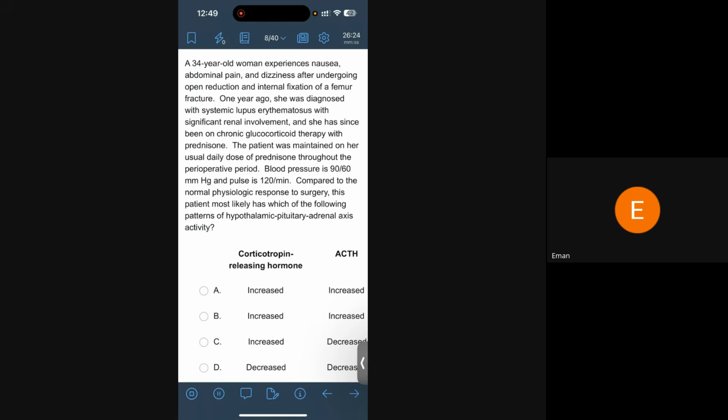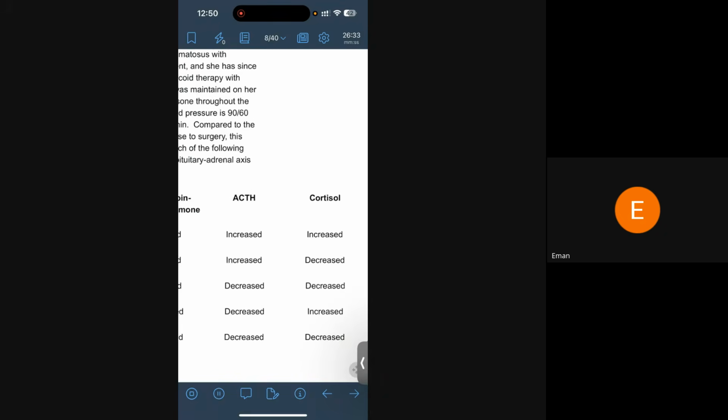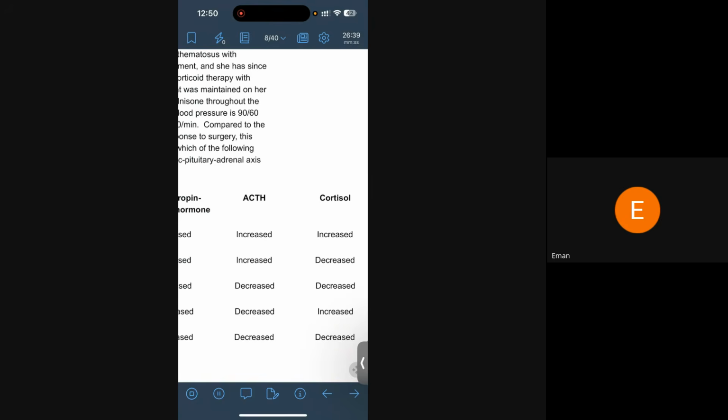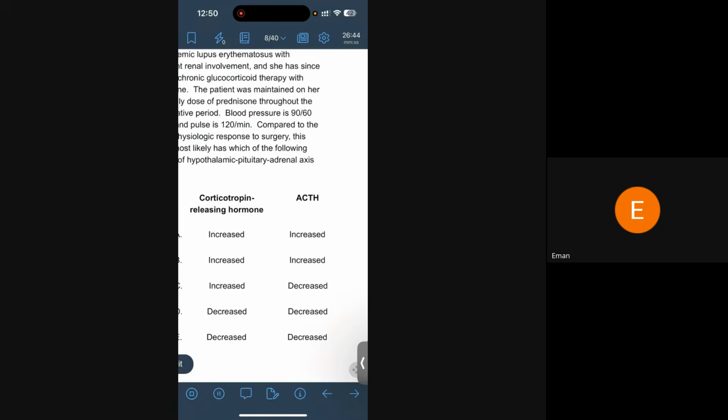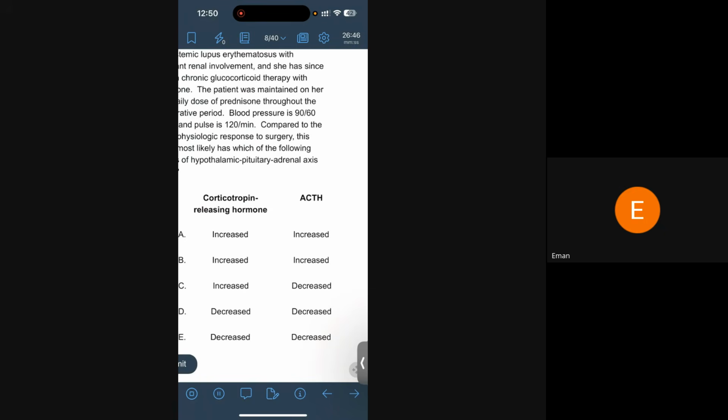In iatrogenic cases, when the patient is taking exogenous steroids, what will happen to the cortisol levels? They are going to be decreased. What will happen to the ACTH levels? Decreased. What will happen to the CRH levels? Also decreased. All of them are decreased because the body thinks it already has high cortisol, so it decreases the production of all of these hormones.